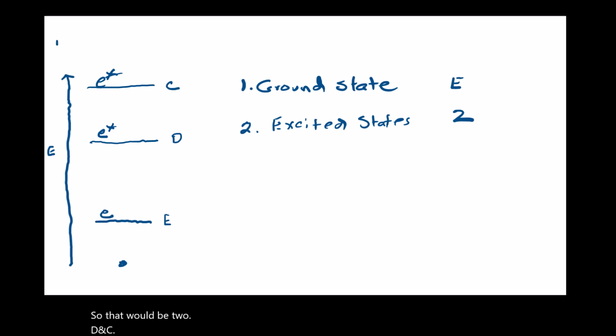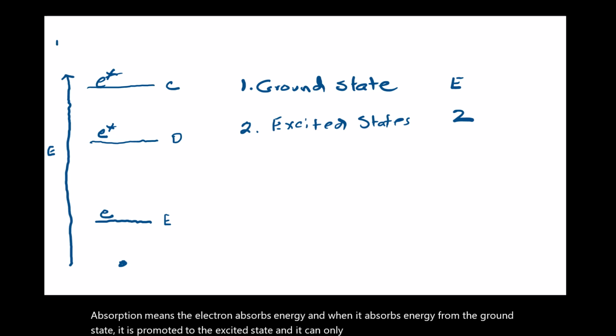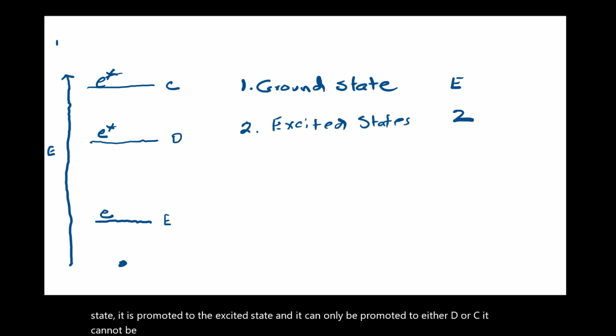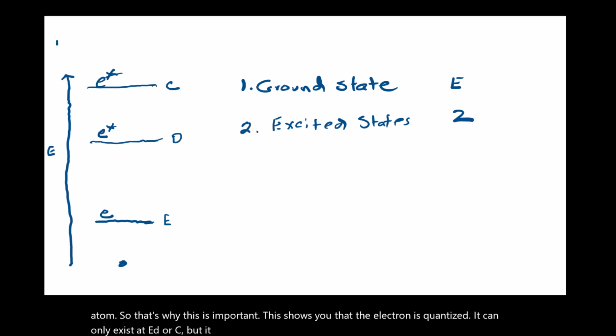Now, how many lines of absorption are in the spectrum? So what they're saying here is, absorption means the electron absorbs energy, and when it absorbs energy from the ground state, it is promoted to the excited state. And it can only be promoted to either D or C. It cannot be promoted anywhere in between, and that is the quantum mechanical model of the atom. So that's why this is important. This shows you that the electron is quantized. It can only exist at E, D, or C, but it cannot exist anywhere else.